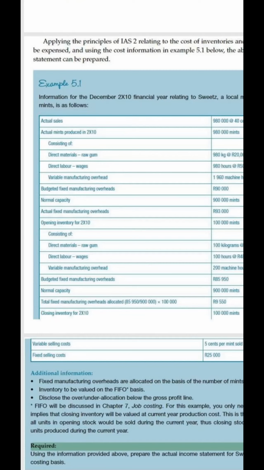Let me see if I can count them off my thumb. One is the scatter plot, the other one is regression analysis, and then the other one is the high and low method. Yeah, the high and low method. So those are the methods that you will use to separate between those costs.